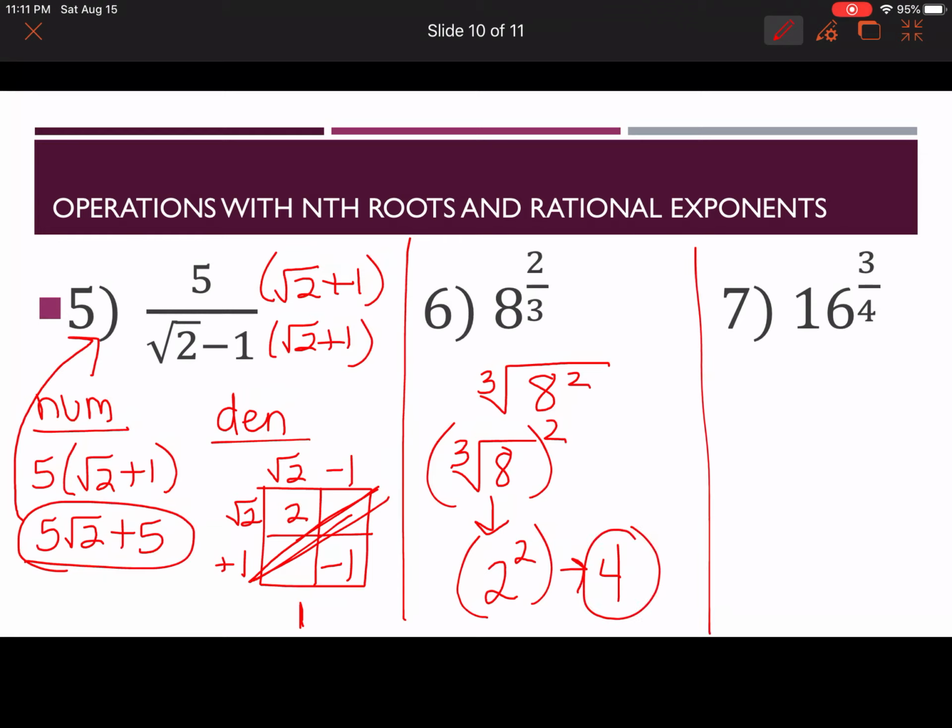Here, this means we're taking the 4th root of 16 to the power of 3. The 4th root of 16 is 2. And then 2 to the power of 3 is 8.